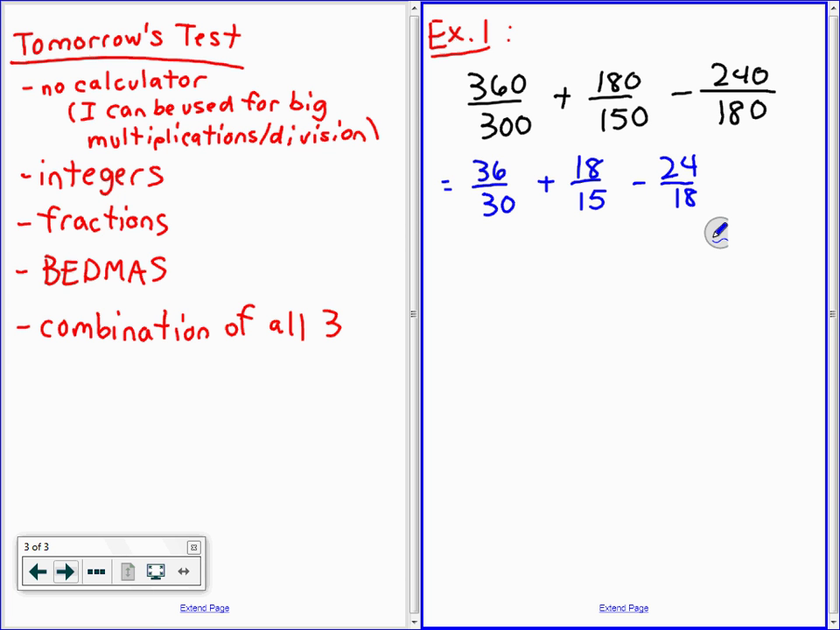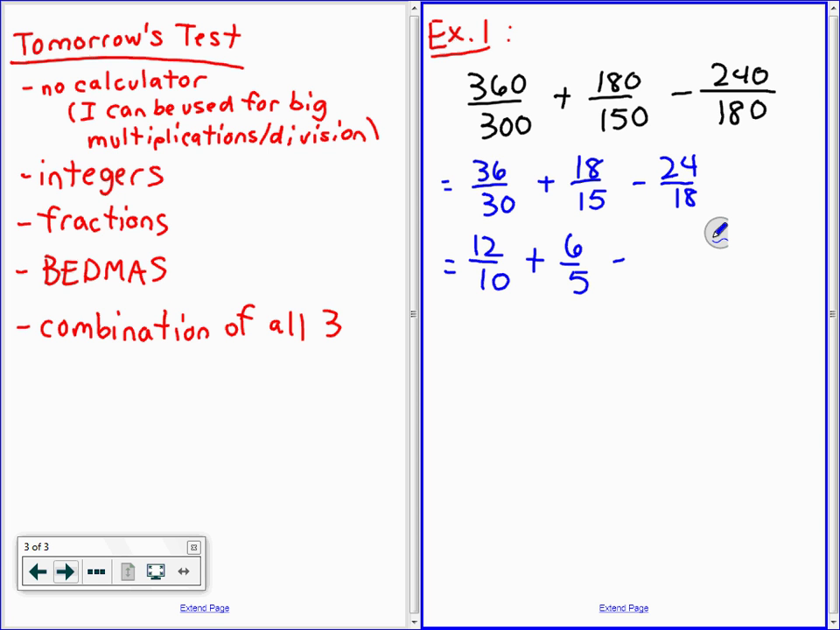Madeline, what is 36 and 30 both divide by? So I still want to bring these to lowest terms. 3 works, okay? So that's going to be 12 over 10. Okay, somebody else, what is 18 and 15 both divide by? Go ahead. 3 again.